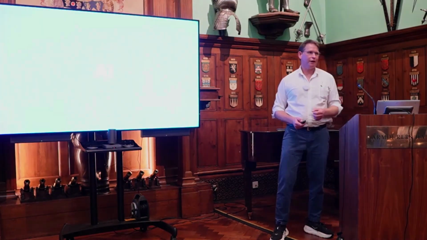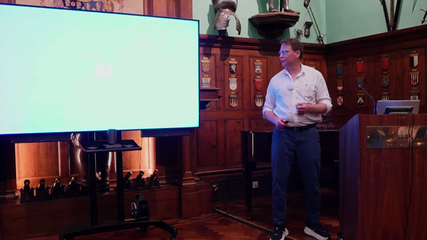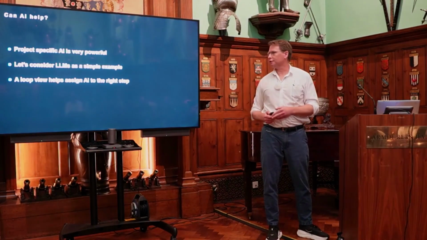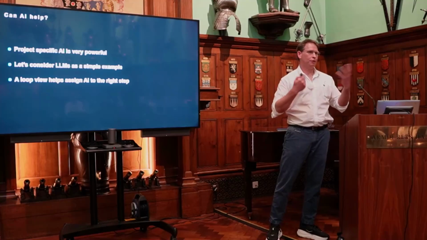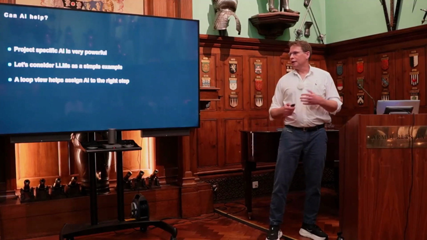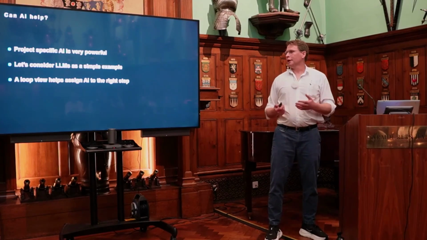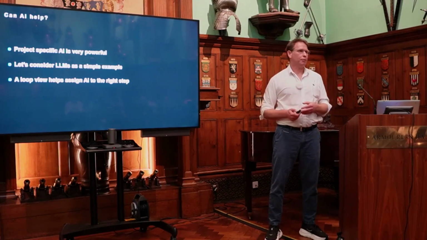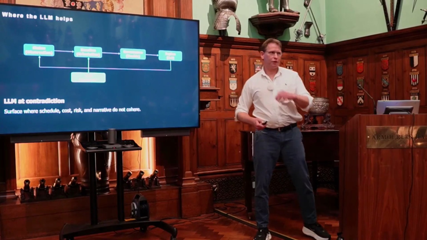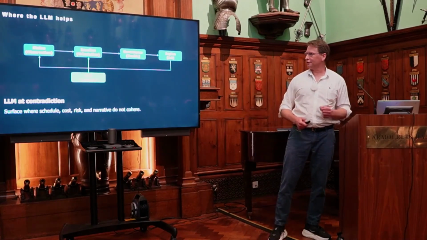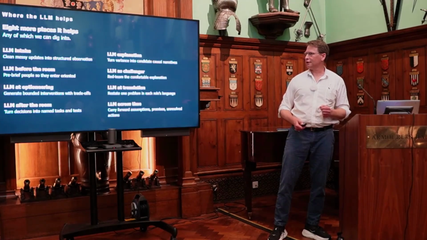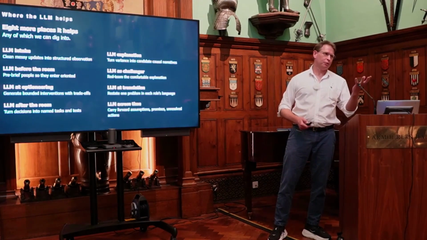I've got to mention AI very briefly in the context of loops. Lots of project-specific AI is very powerful now, but let's just talk about the ones we all know already, the ChatGPTs and things. A loop view does help you assign AI to the right step. I'm just going to skip over the AI ones, but they will be in the slides, I think. Basically, AI helps with this.